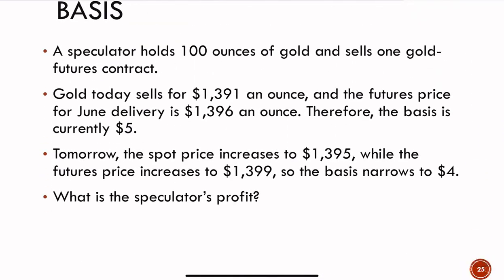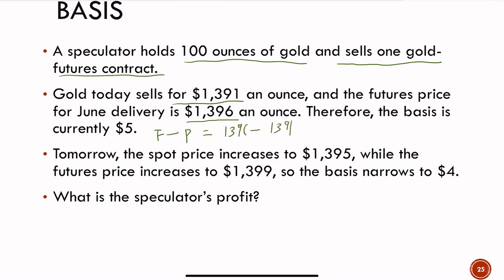So let's see this. Let's say there's a speculator who holds 100 ounces of gold, and he sells one gold futures contract. So let's say today gold sells for $1,391 per ounce, and the futures price for June delivery is 1396. Now you can see that there is basis, right? So basis equals future price minus spot price. So it's 1396 minus 1391. This gives us 5.